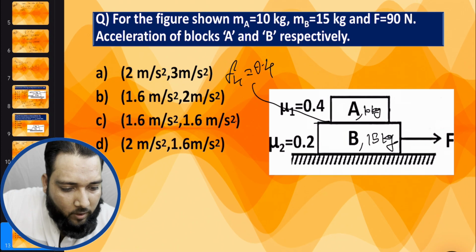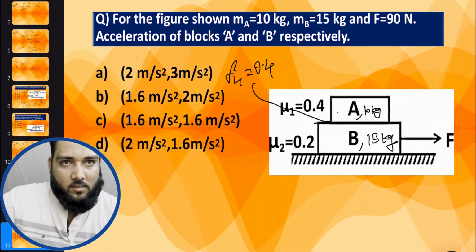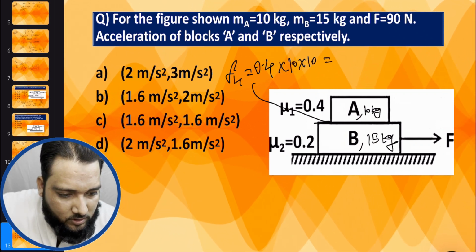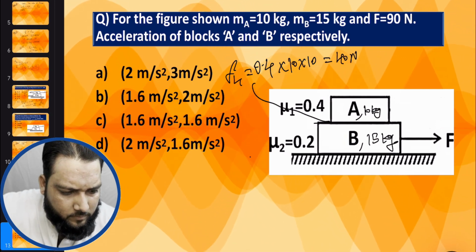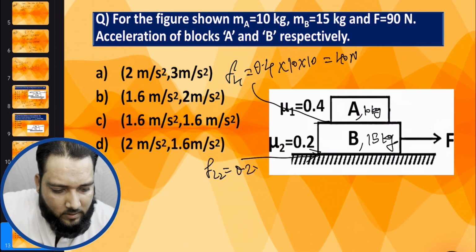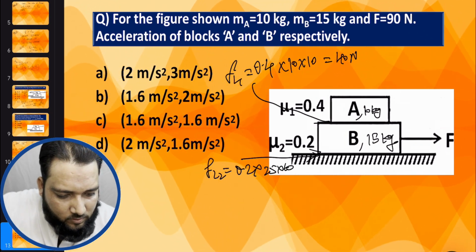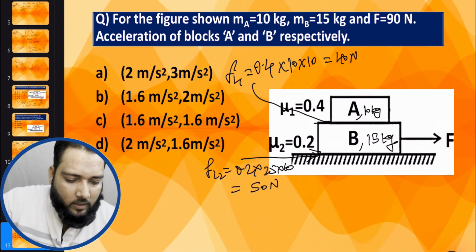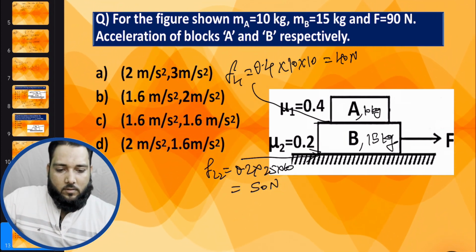Any confusion? So FL1 is mu1 into N1. N1 is M1 G, that is 10 into G. G I am taking here as 10. So it is coming 40 Newton. Again, the limiting value of friction FL2 is 0.2 into the total weight, 10 plus 15, that is 25 into G. And this is 50 Newton. Any confusion?